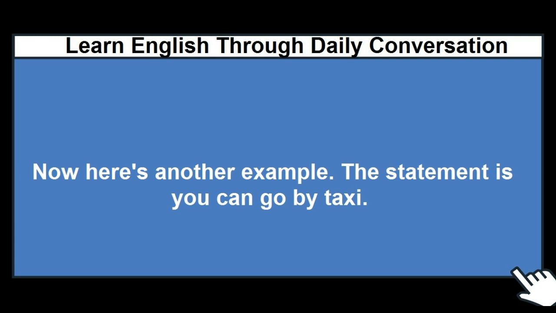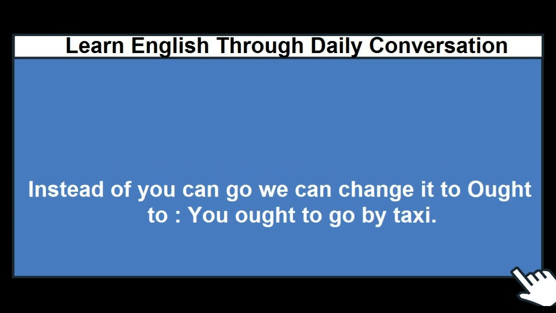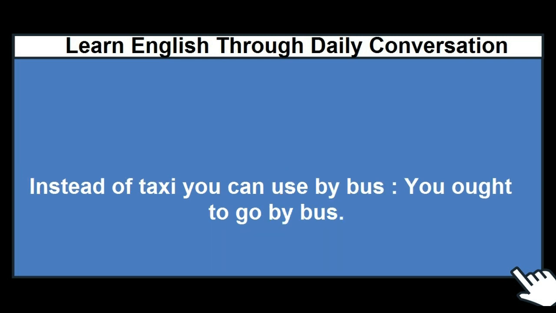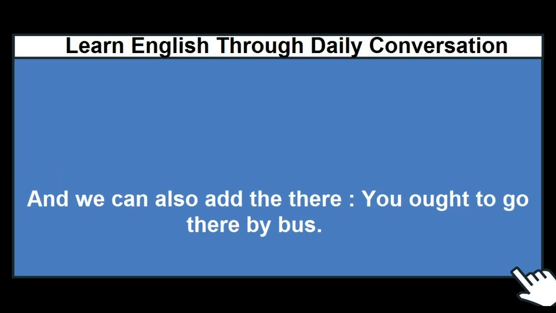Now here's another example. The statement is, you can go by taxi. Instead of you can go, we can change it to ought to. You ought to go by taxi. Instead of taxi, we can use by bus. You ought to go by bus. And we can also add there. You ought to go there by bus.